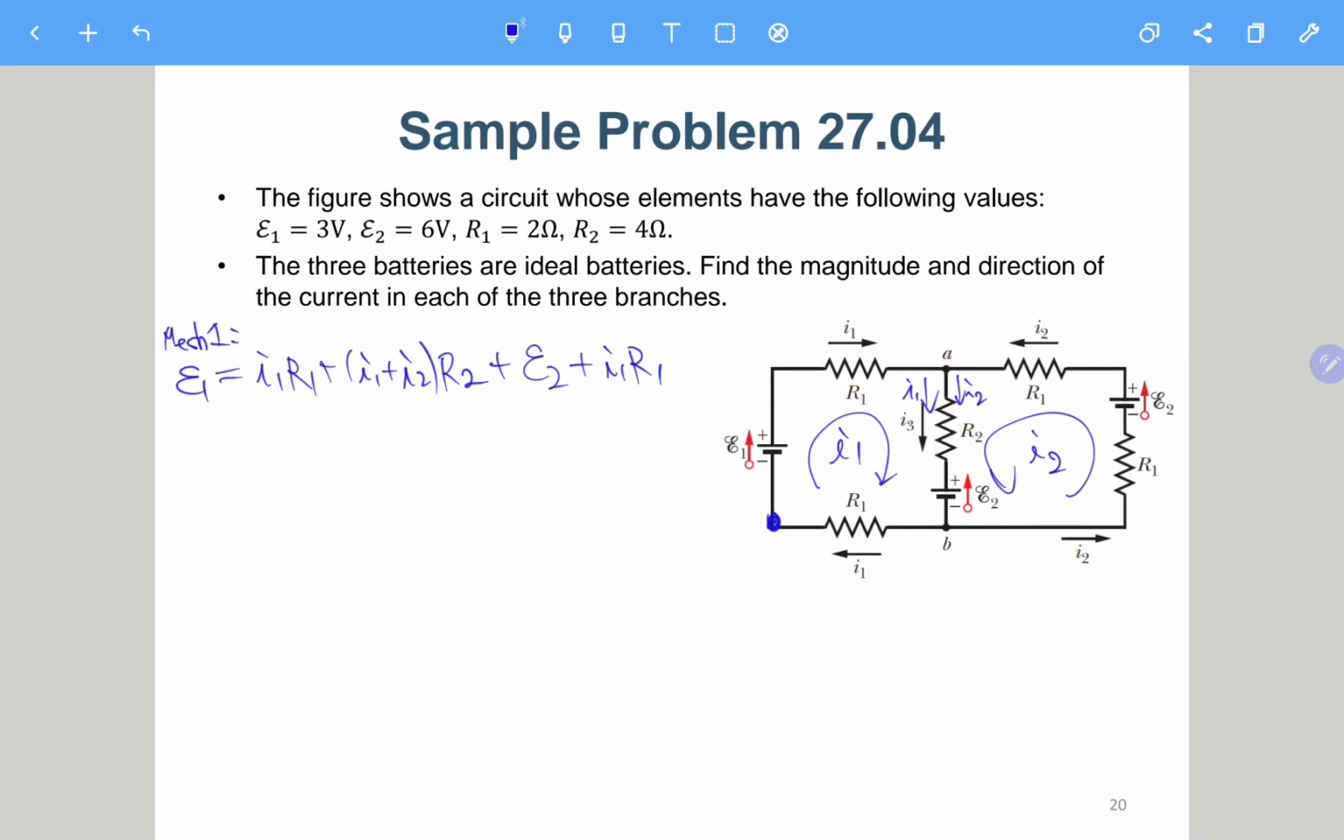So we can slightly rearrange the term. We just move this term over and collect the terms. So we have E1 minus E2 equals (2 + R2) times I1 plus R2 I2, like this. Okay, so this is the first equation. Call it equation 1, and then we have mesh 2.